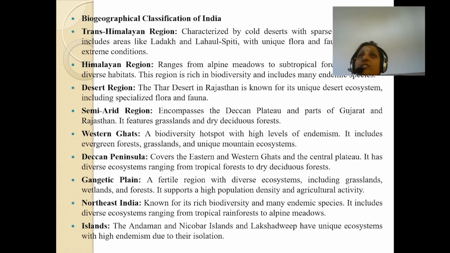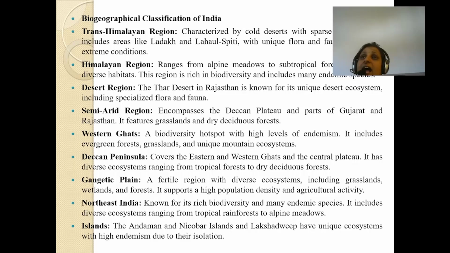Now, this is the biogeographical classification of India. Trans-Himalayan region is characterized by cold desert with sparse vegetation. It includes areas in Ladakh and Spiti, with unique flora and fauna adapted to extreme conditions. Himalayan region ranges from alpine meadows to subtropical forests, providing diverse habitats. This region is rich in biodiversity and includes many endemic species.